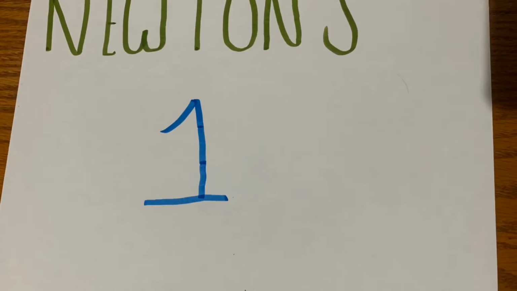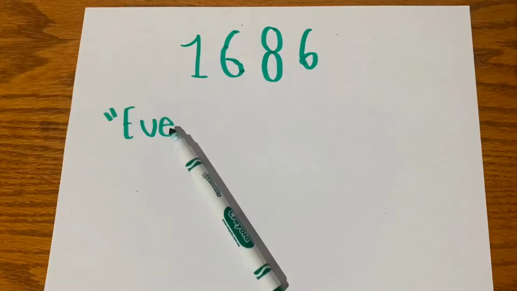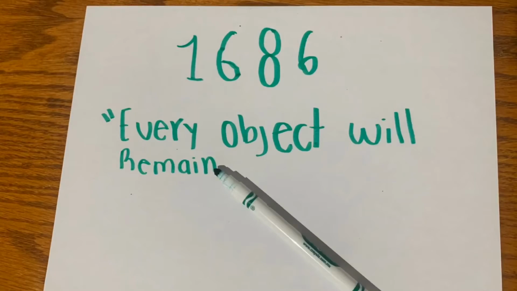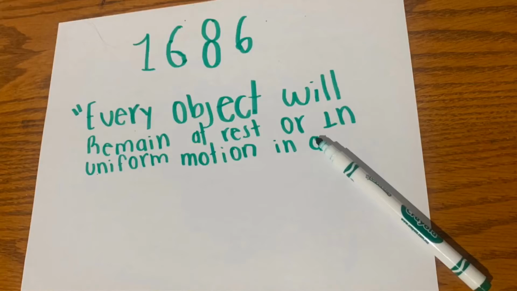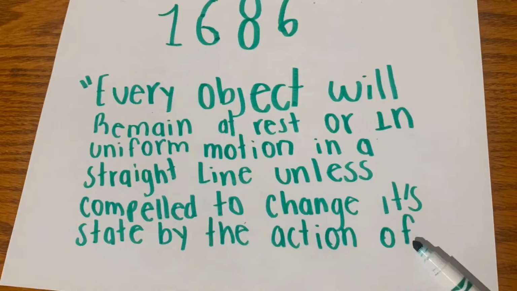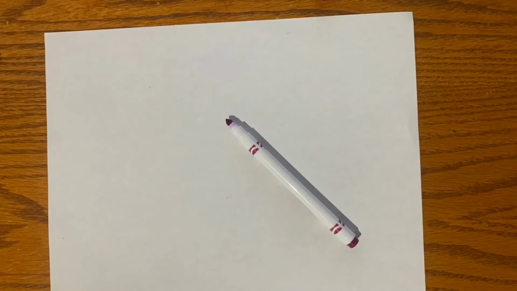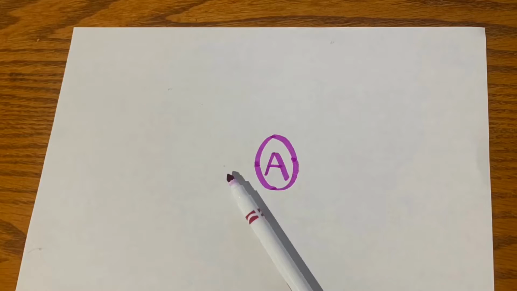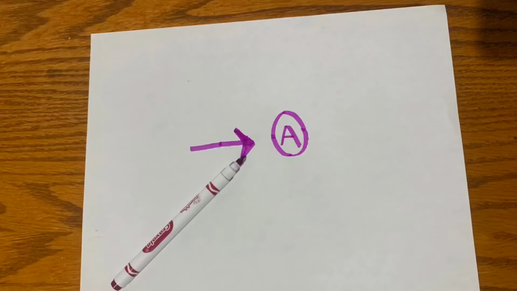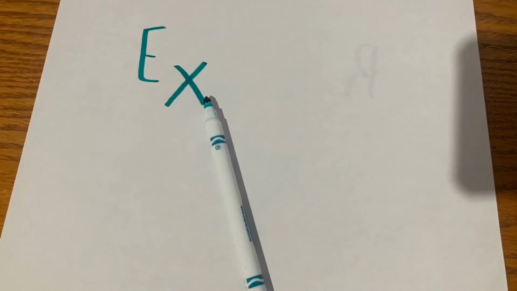Newton's first law. It states that every object will remain at rest or in uniform motion in a straight line unless compelled to change its state by the action of an external force. In this case, object A is at rest. Then an external force is applied to it and the object starts to move. Now we're going to see a real-life example.